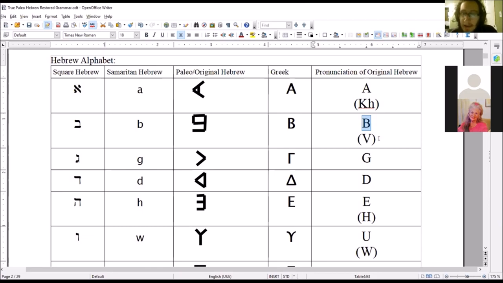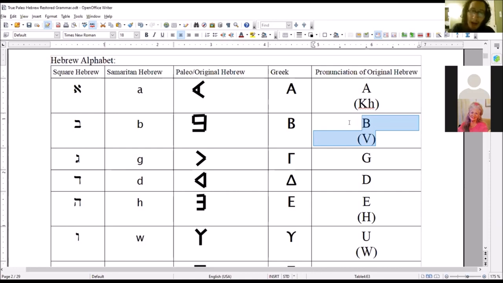And the reason is, in many languages, B and V are considered sibling sounds because they are closely connected in the mouth. So you have the B sound, and then you have the V sound. The lips move in such a way that it's very similar, and therefore the sound is similar.